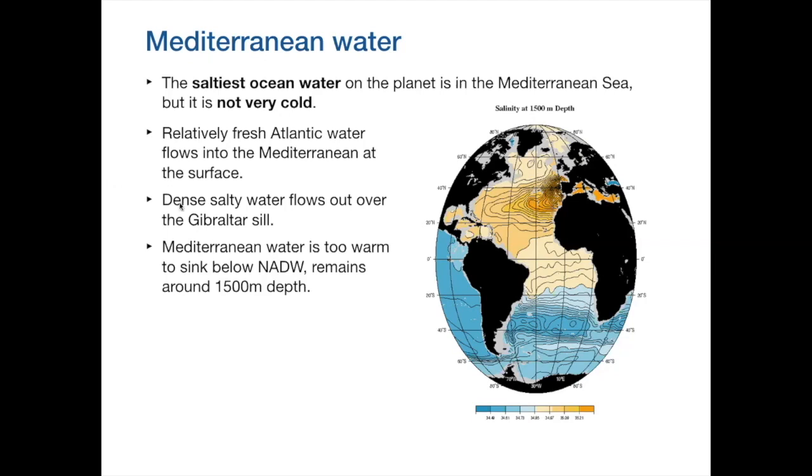That saltier water flows back out through the Strait of Gibraltar underneath the incoming Atlantic water, but the Mediterranean water is too warm to sink too deep. Certainly can't sink below the North Atlantic deep water. And it turns out it spreads out at about 1,500 meters depth. So here we have salinity at 1,500 meters deep. So we have high salinity in the Mediterranean here, and then this tongue of high salinity spreading all the way out across the North Atlantic Ocean, but doesn't really sink below 1,500 meters.